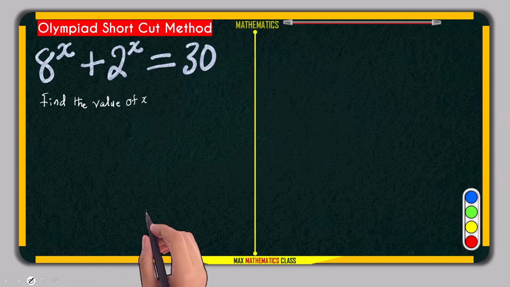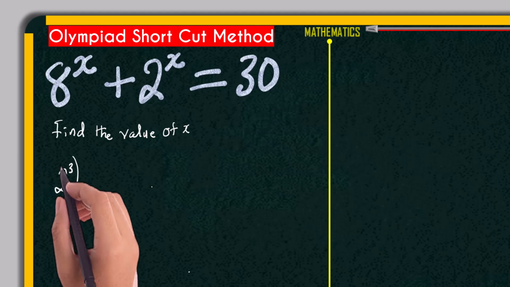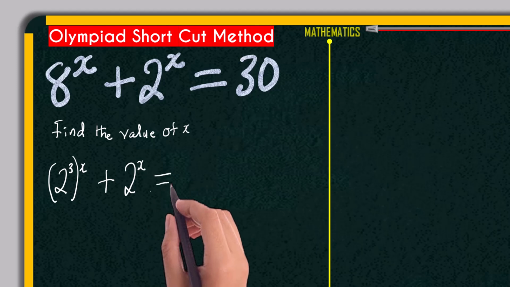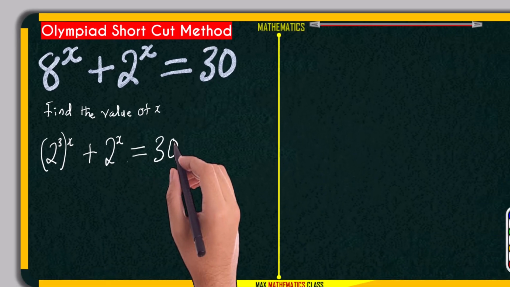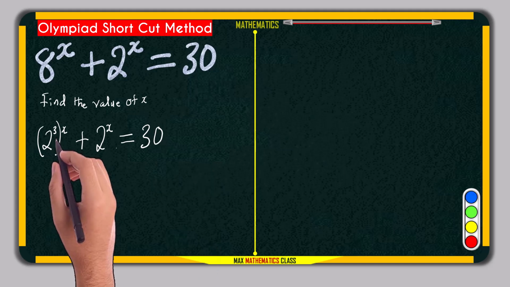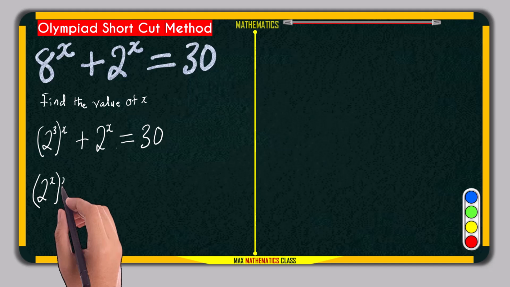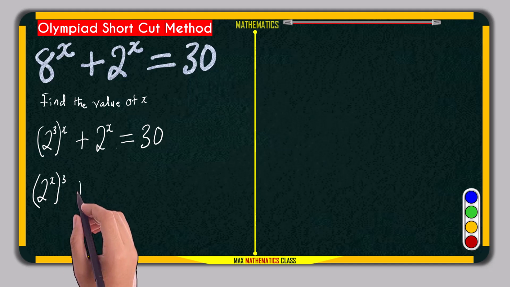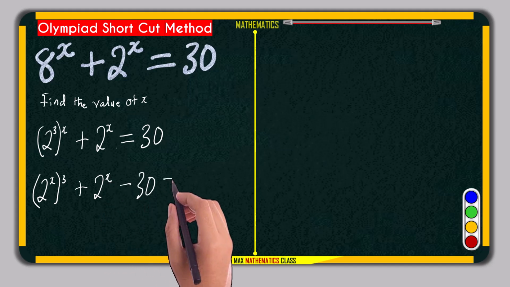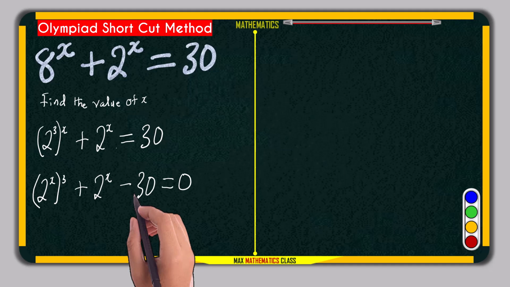The first thing is for us to rewrite 8 raised to the power of x as 2 raised to the power of 3x, plus 2 raised to the power of x is equal to 30. Now after this, we can swap the position of x with that of 3. That will now give us 2 raised to the power of x times 3, plus 2 raised to the power of x again, minus 30 equal to 0. We have moved 30 from the right hand side to the left hand side of the equation.